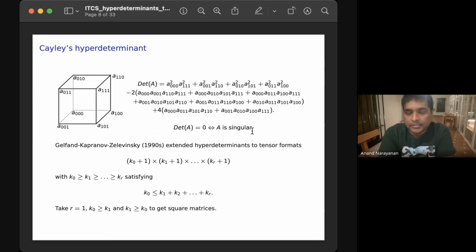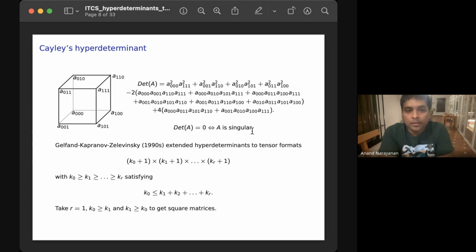who extended Cayley's construction to arbitrary dimensions. And the only constraint is that the lengths of the dimensions have to satisfy the property that if I take the length of the longest dimension projectively, so K0, then that can't be bigger than the sum of the lengths of the other dimensions, projectively again. Right, so this is just saying that one of the dimensions of the tensor cannot be skewed to be so large that it's bigger than the sum of the others.